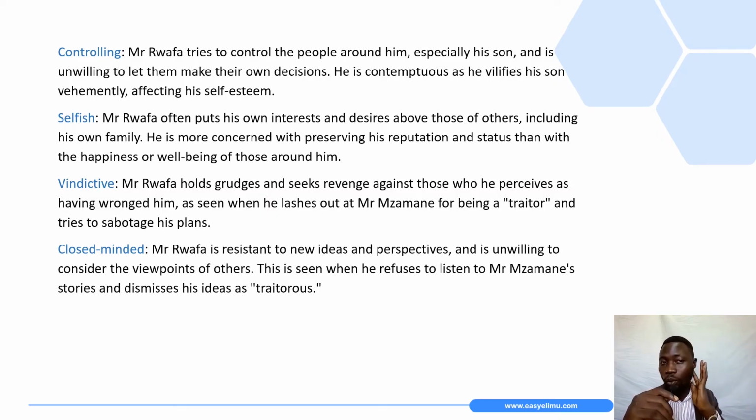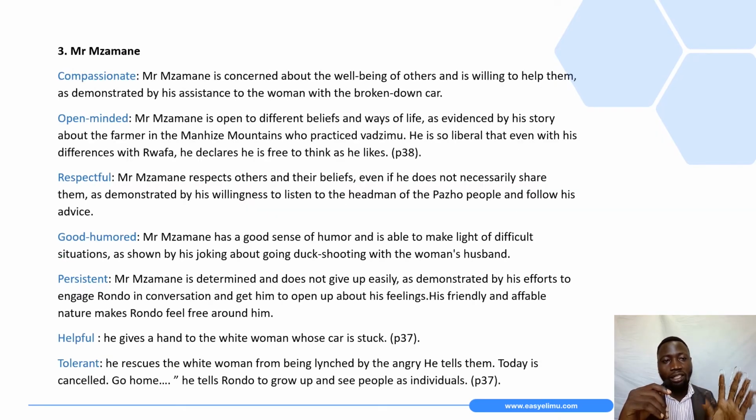So we are now on to the next character, Mr. Mzamani. Dear students, remember, before we get to the character traits, Mr. Mzamani is Selina's father and Rondo's father-in-law. He's a peacemaker, as seen in the story. He also keeps a low profile, although he has the opportunity and ability to show off. This simply shows how he is peaceful and humble.